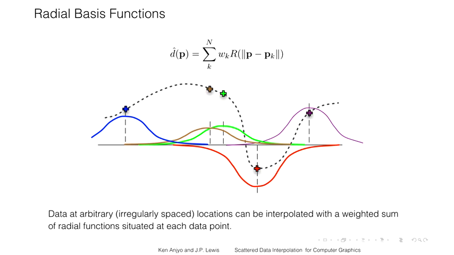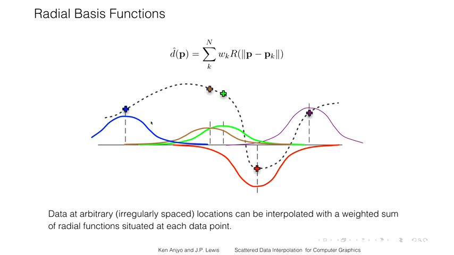The idea is that it's a weighted sum of kernel functions, and there's a kernel function placed at every data point. So this R is our kernel function. Its argument is the distance between our current location, P, and the location of some training data, P sub k. We're going to have a weighted sum of these things, and that's going to result in our predicted data value at a location P.